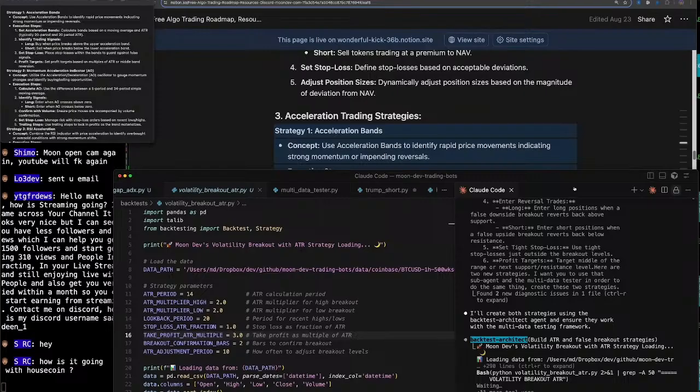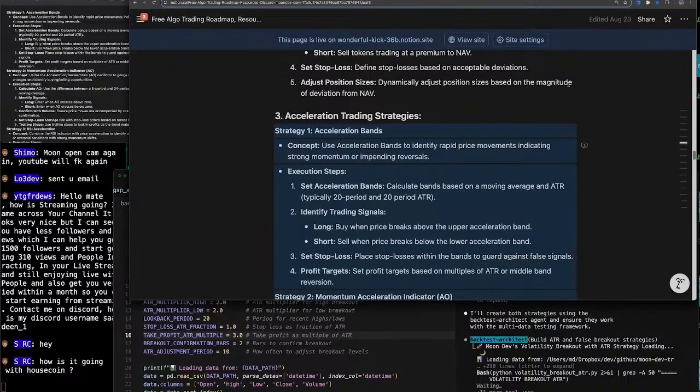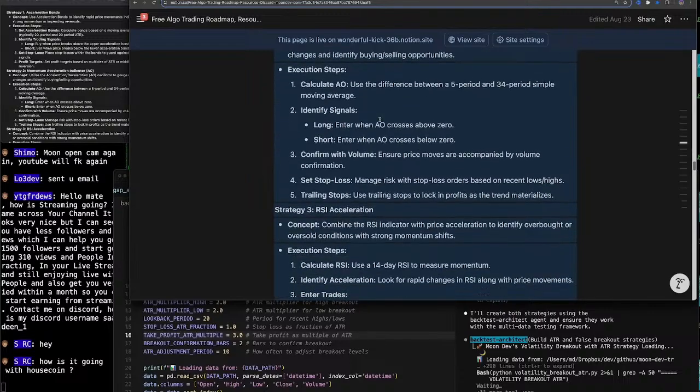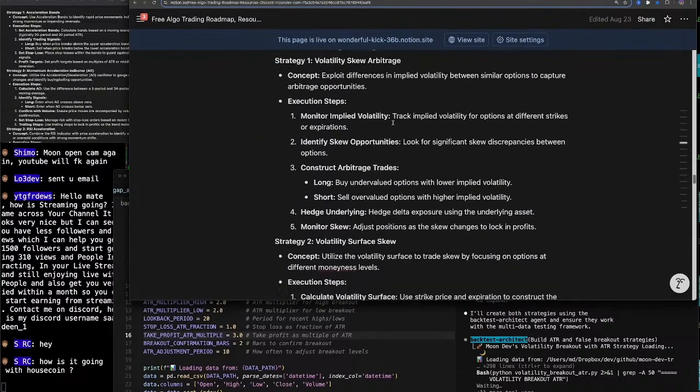Is she still working on the ATR one? Let's see what else we want to backtest here. I'm just following my RBI system every day, all day.